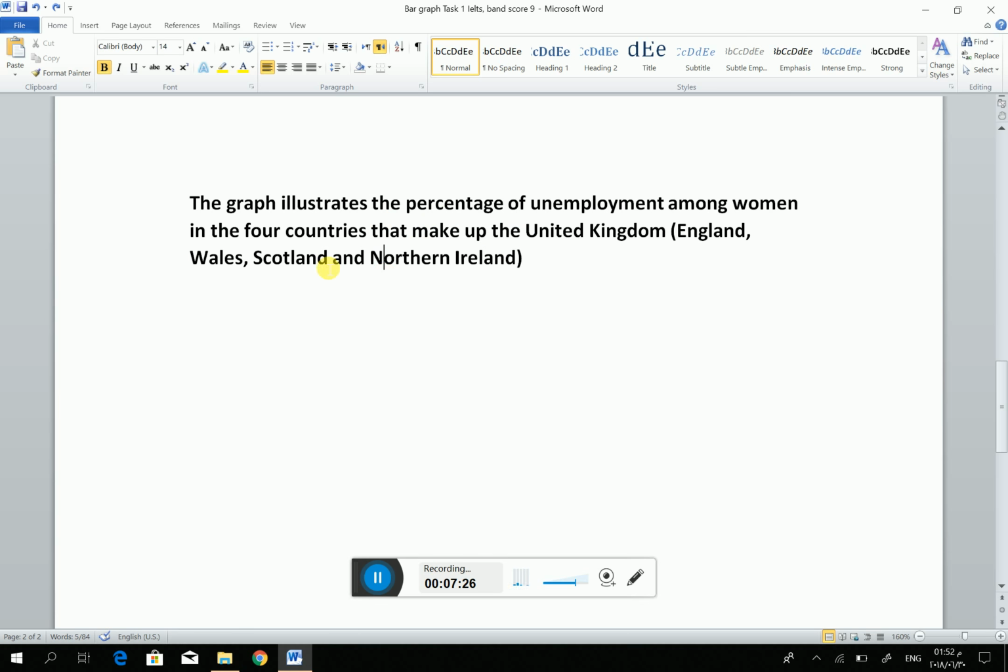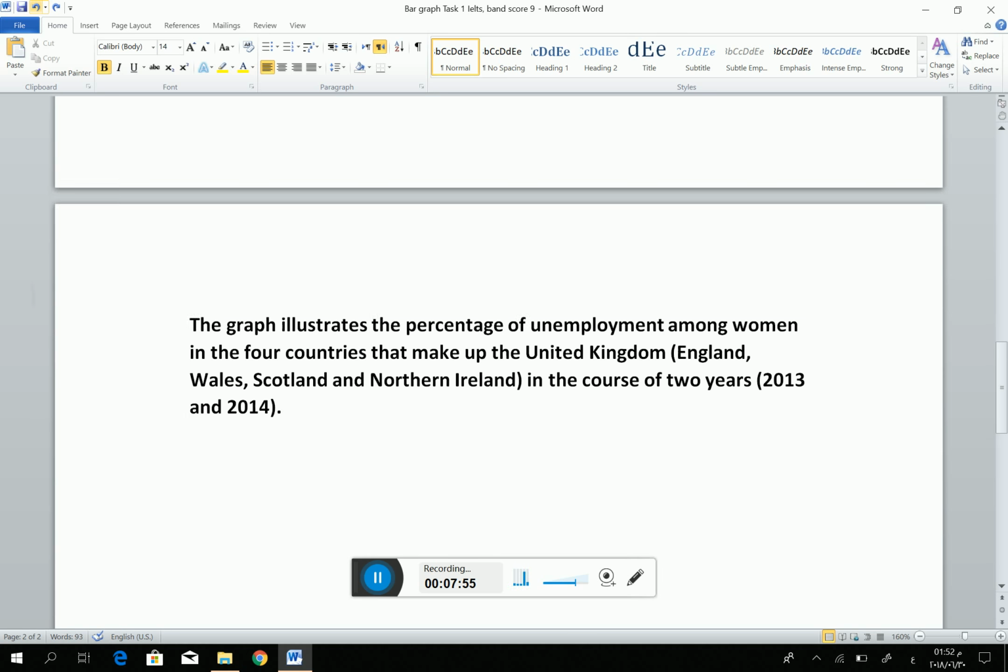So you can add this in the course of, or in the period of, in the course of 2 years. Again, use brackets: 2013 and 2014. Like this, you have completed your introduction. You made a paraphrase of the statement that the examiners in IELTS gave you. Let's go to the next part.